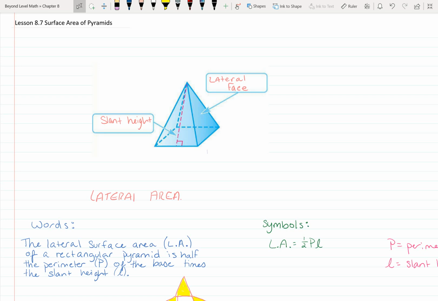So we are already familiar with the two words lateral face and slant height. The lateral face is not the base, it's the triangle that connects the base to the vertex up here. The slant height is the height of that lateral face. So if this were a triangular pyramid, it's not the height of the base, it's the height of the lateral face. The triangle that is slanted, which is why it's called the slant height.